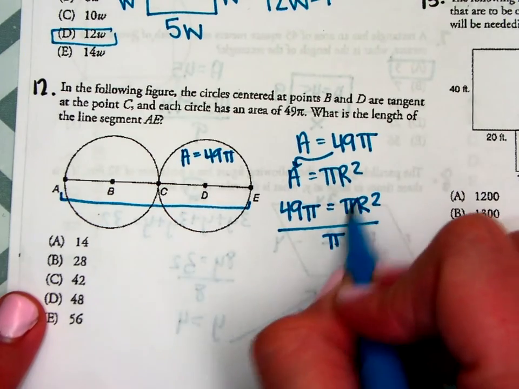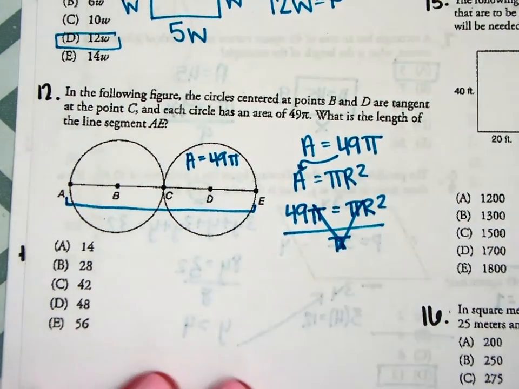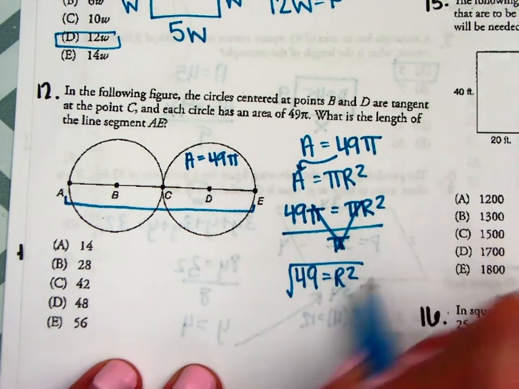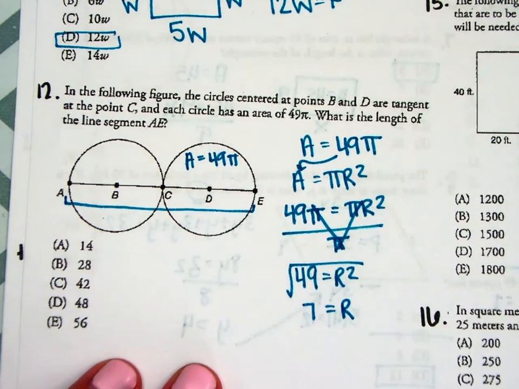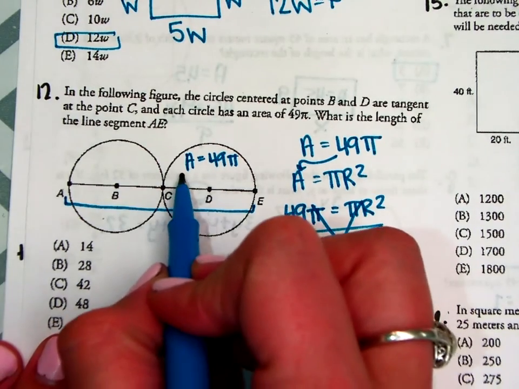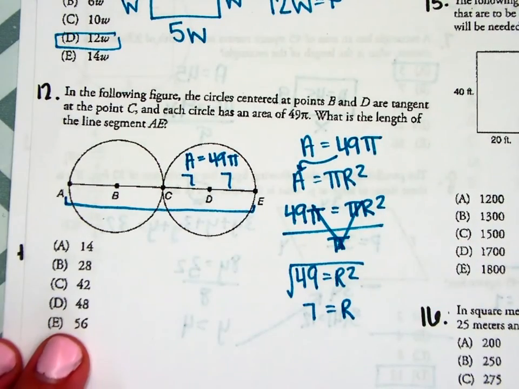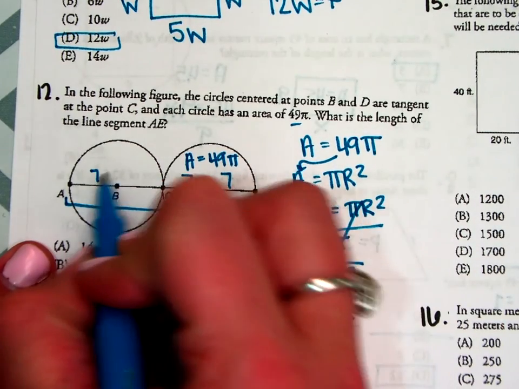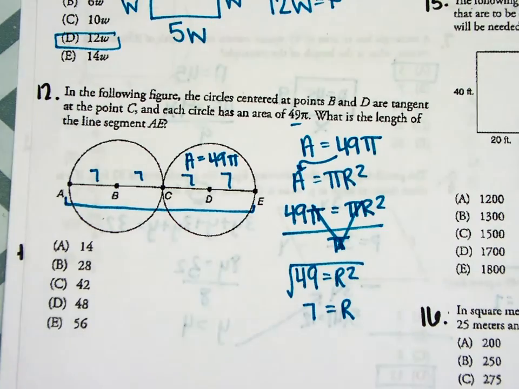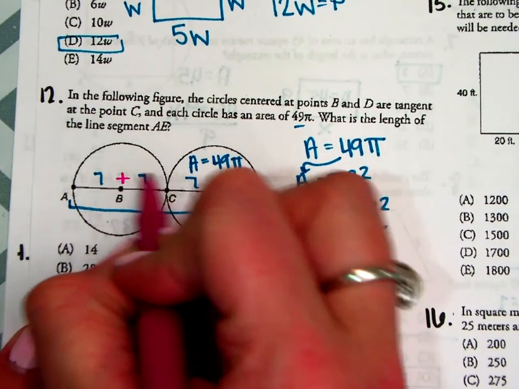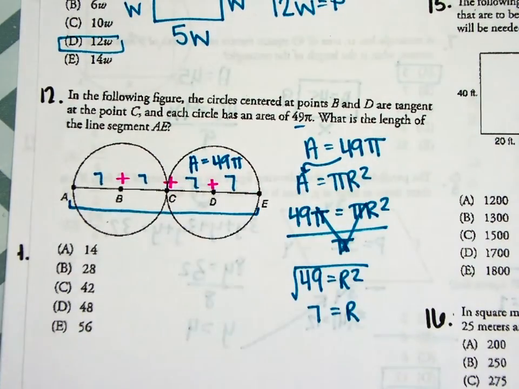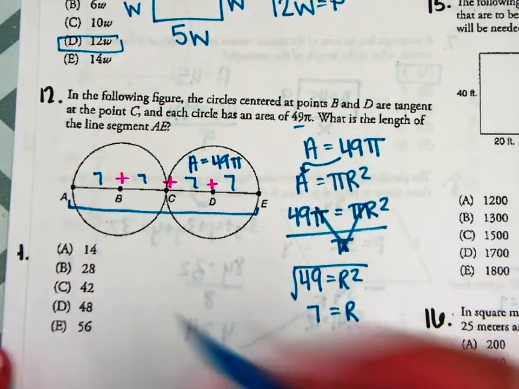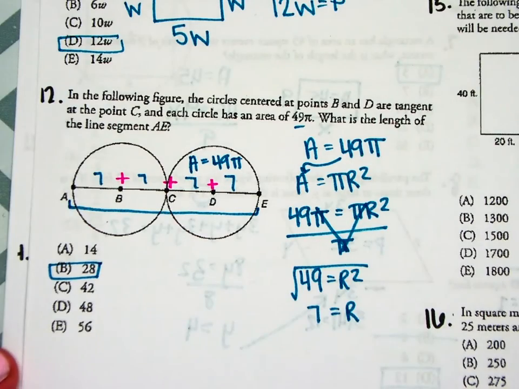Dividing both sides by pi, the pi's will cancel on both ends. So I'm left with 49 equals radius squared. When I square root both sides, I'm left with a radius of 7, which means this radius is 7, and so is this one. But we know also that each circle has the same area, so these are also 7 and 7. So to find the length of that segment, I'm just going to add all of my radii together. 7 plus 7, 7 plus 7 plus 7 plus 7 is 28, option B.